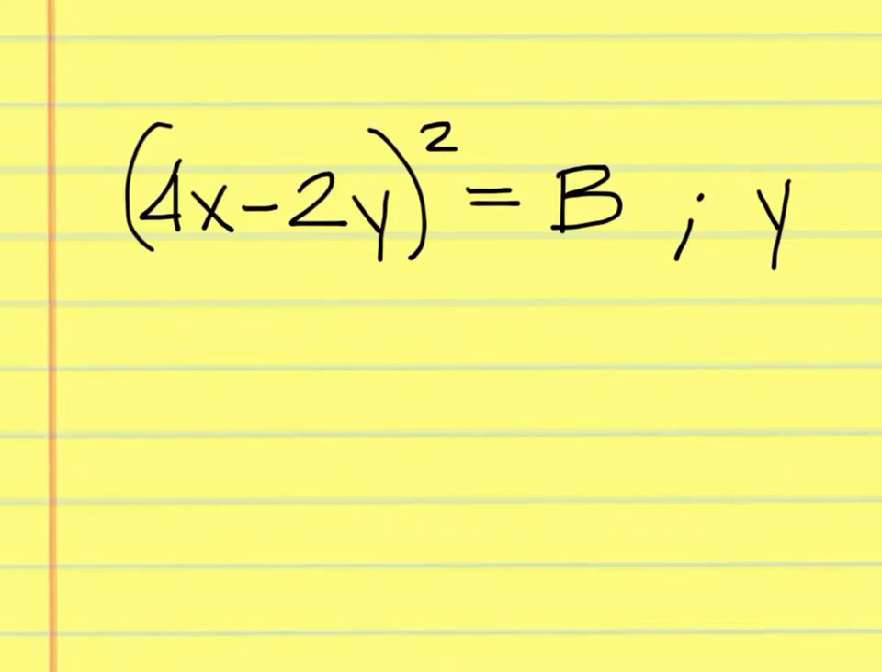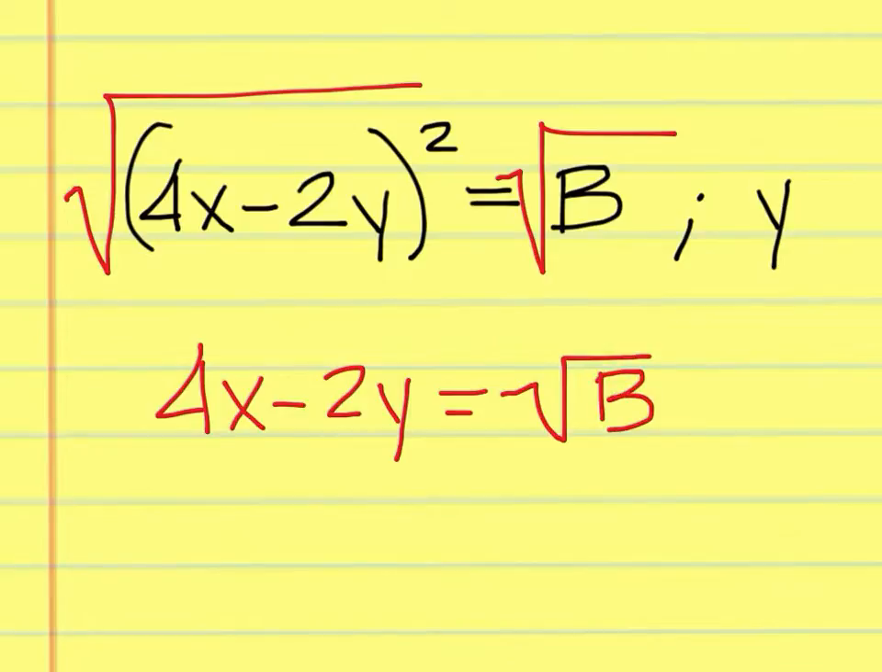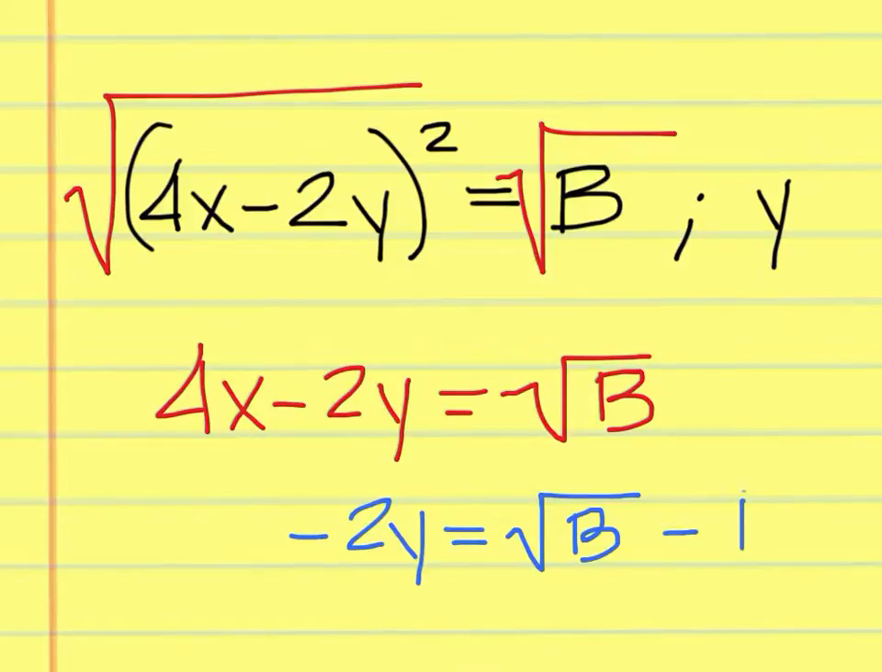To get y by itself, we need the square root of both sides so that we can undo that quantity squared and be left with 4x minus 2y equals the square root of b. Now we want to move the 4x over to the right side and make it minus. So we have square root of b minus 4x. Notice that the square root sign is not over the minus 4x.